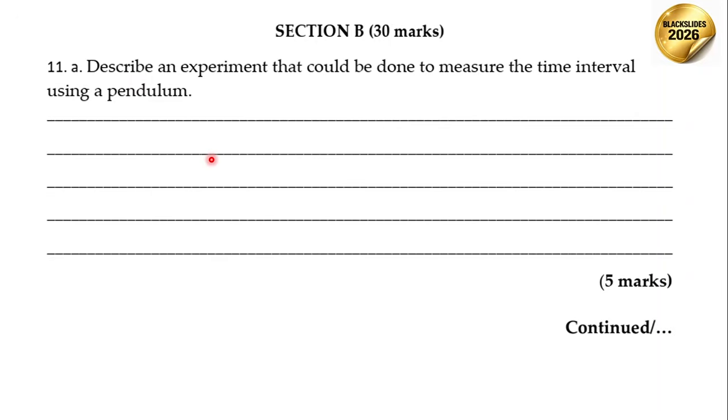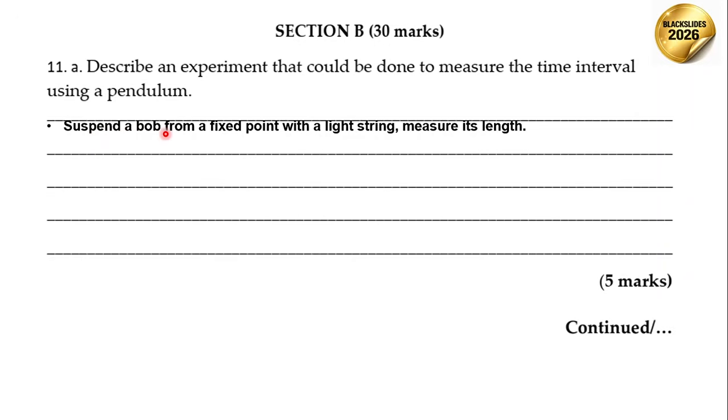Then section A. Describe an experiment that could be done to measure the time interval using a pendulum. So a pendulum can be used. It consists of a mass bulb and a string, which is fastened at some point, the clamp.